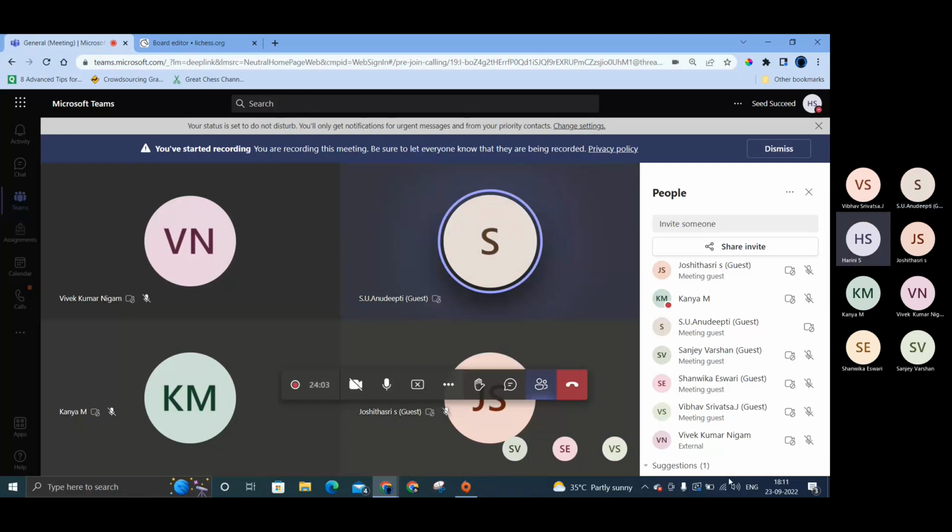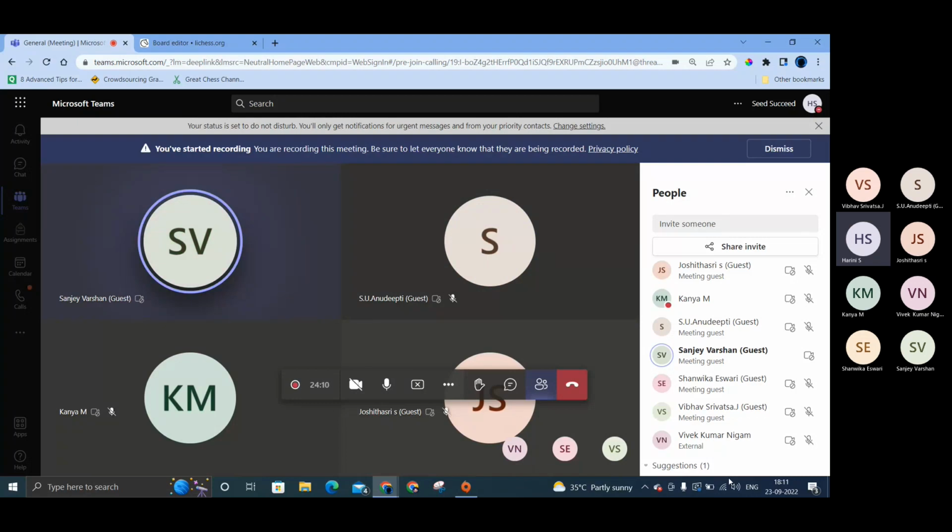Next, Sanjay. Ma'am, Sanjay is not feeling well, ma'am. I'm just hearing the class. Okay, ma'am, no problem. Shanvika. King cannot move to a square which is controlled by the opponent.